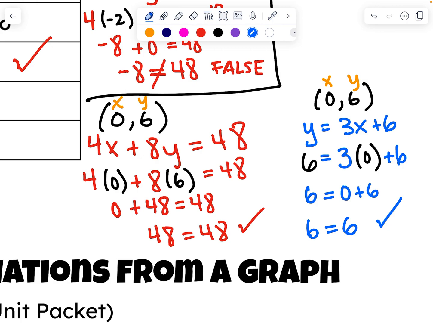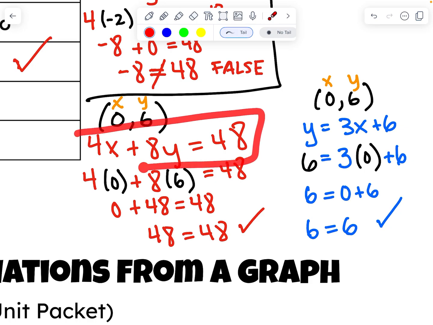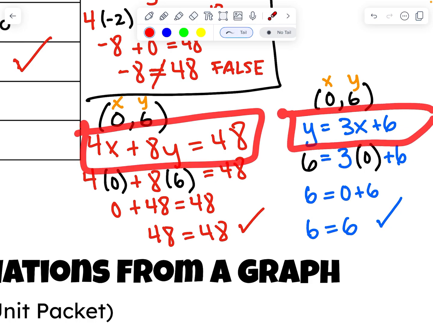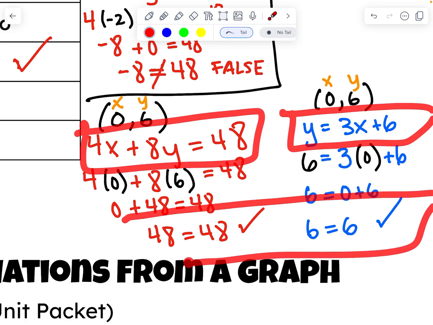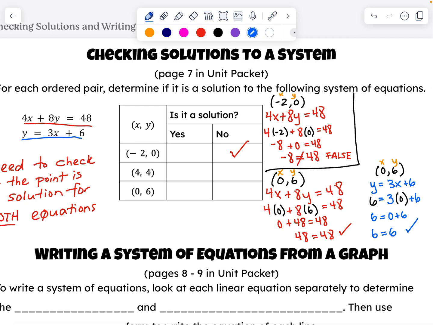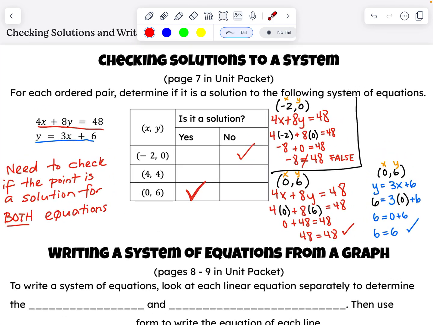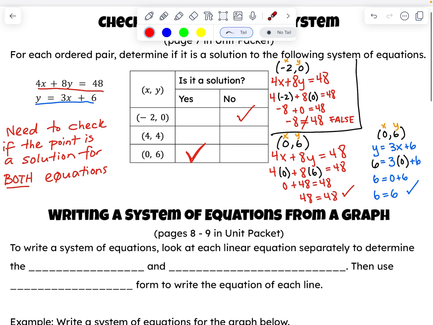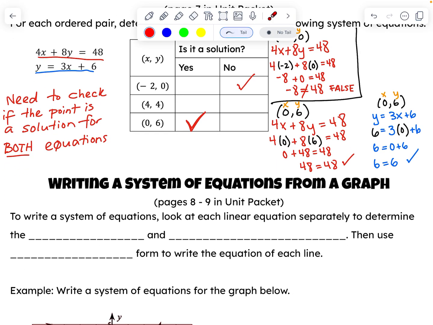Okay, so I just checked both lines, this first line and this second line, and both of them I ended up with a true statement. So we can conclude that yes, 0, 6 is a solution to this system of equations. Okay, this is a lot of skills you already know. Checking points. Just make sure to check both equations. Okay, that's the most important thing here. Other than that, you're just plugging in numbers and doing order of operations.